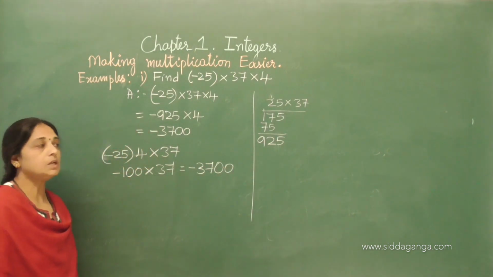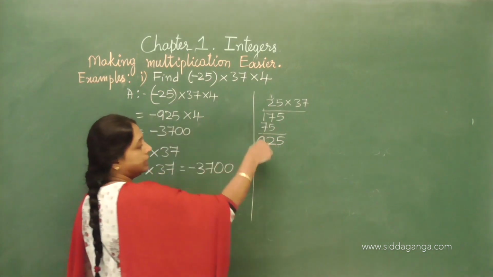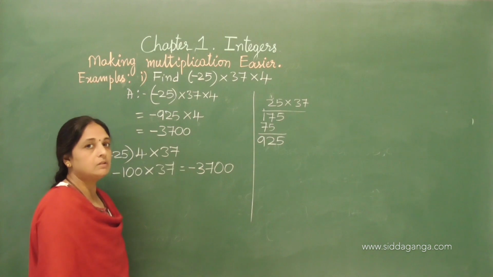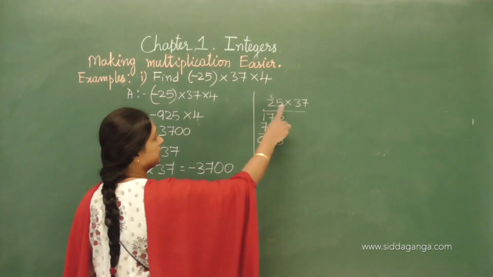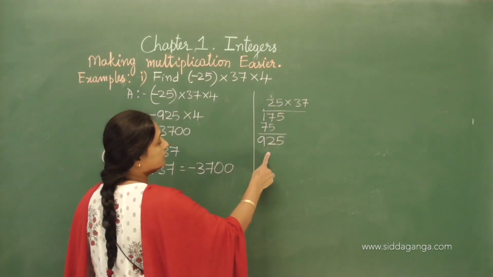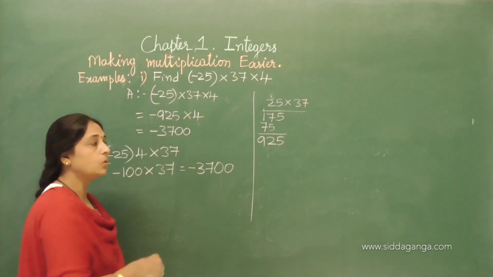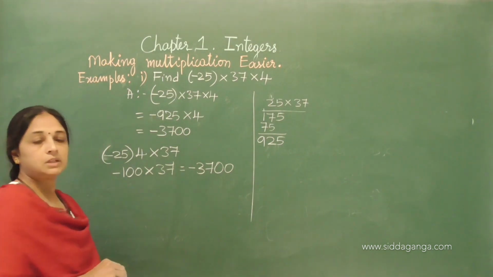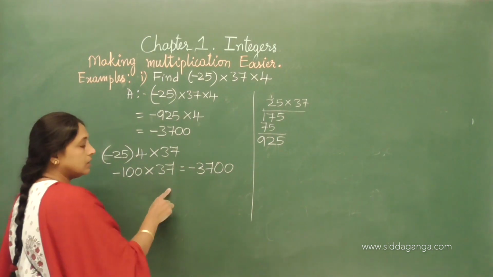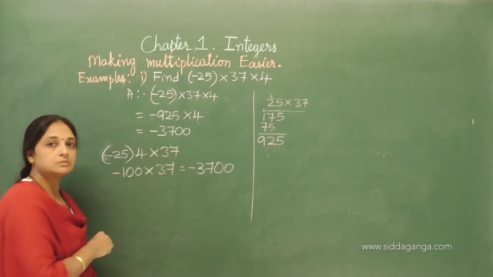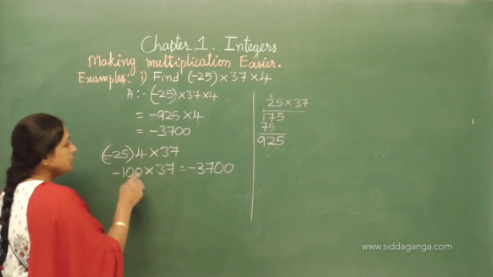So it's very easy. First we multiplied 25 with 37. It takes time to multiply both of these, and we got 925. Then we multiplied with 4 and we got 3,700. Here also we got the same answer, but this takes less time.